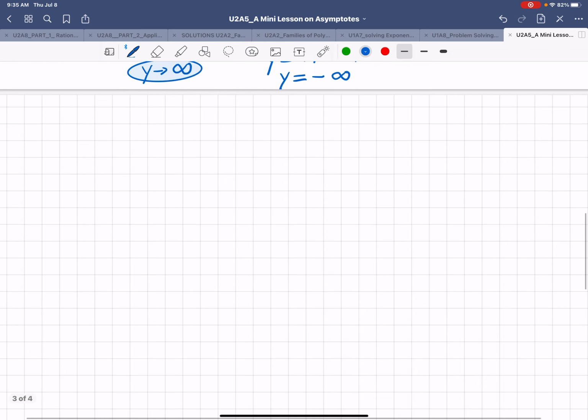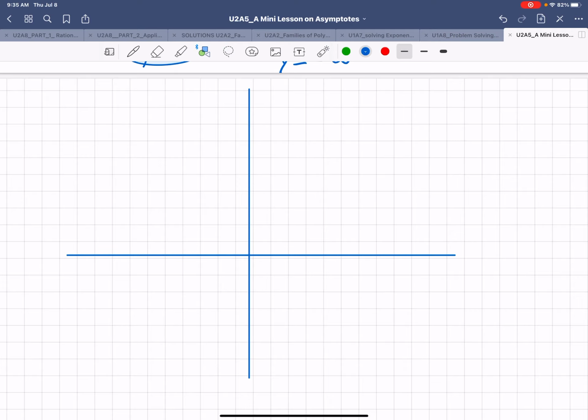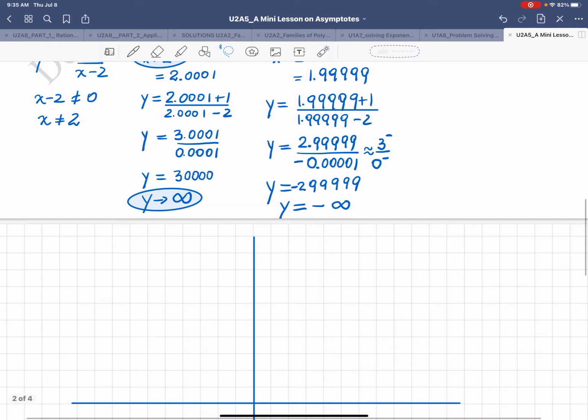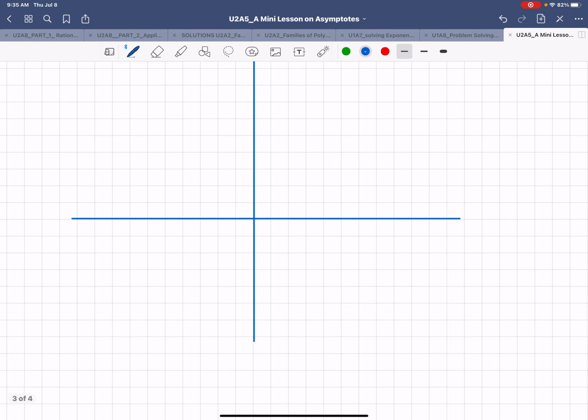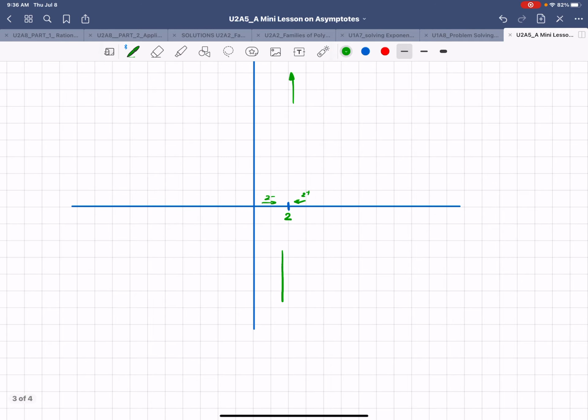What I'm going to do is draw the axes here, and I will mark x equals 2 right here. When we approach number 2 from the right-hand side, the y values will go all the way up to infinity. And when we approach 2 from the left, the y values will be heading towards negative infinity. Okay?